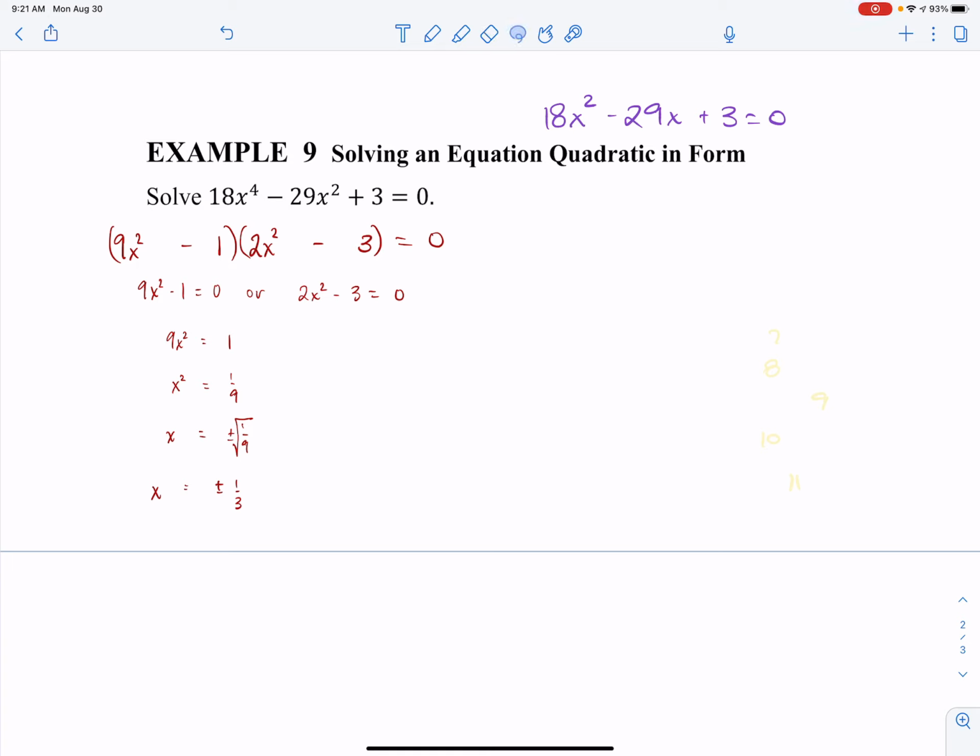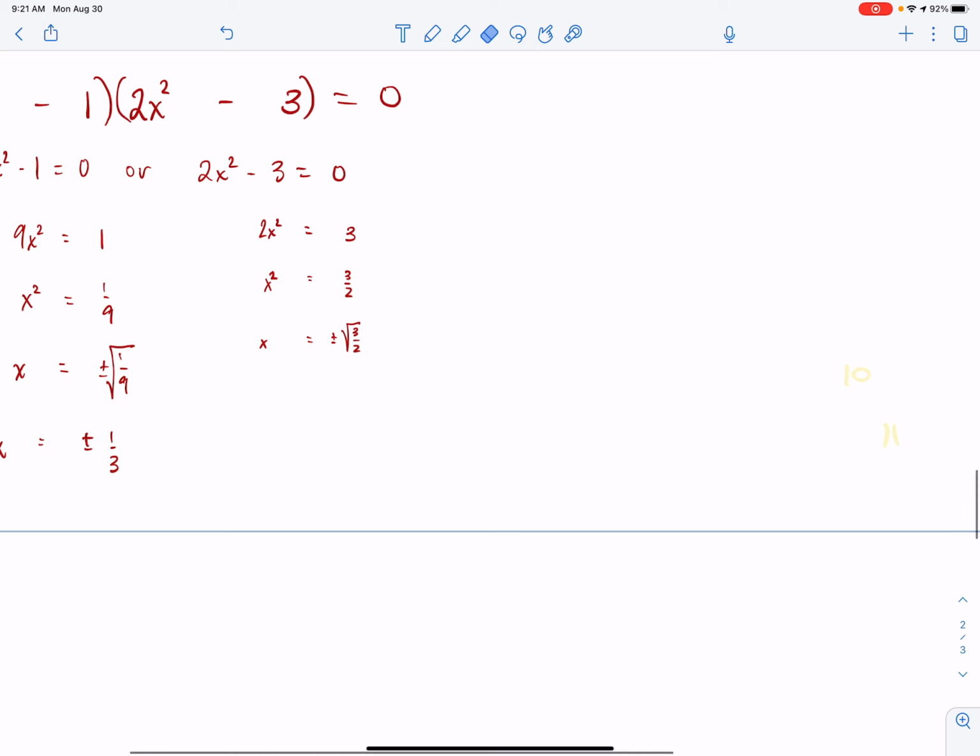Now let's go over to our second mini equation and we'll solve that one. So we'll have 2x squared equals 3. Divide on both sides by 2. Take the square root of both sides. Don't forget your plus minus. Zoom in a little bit.